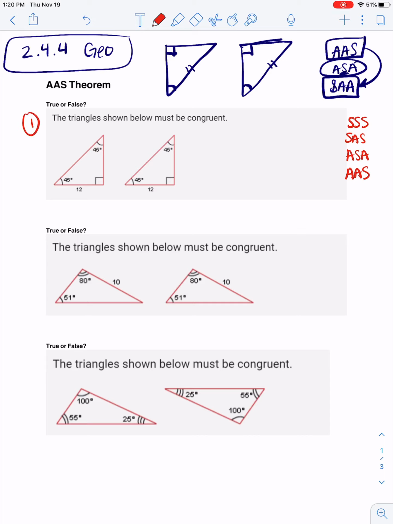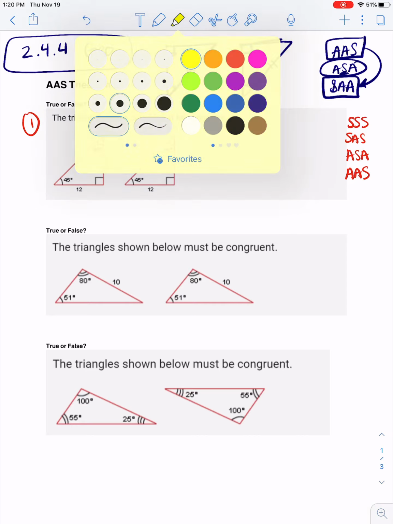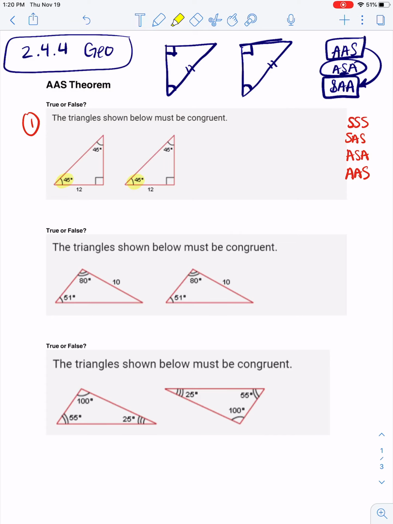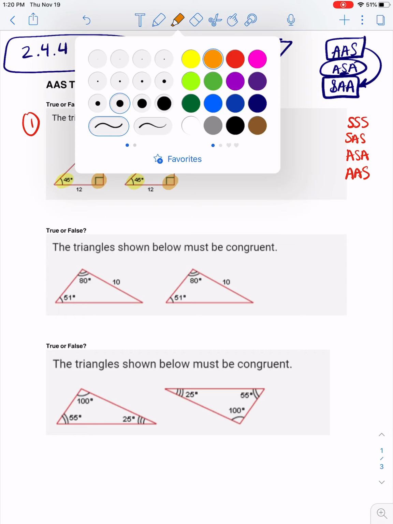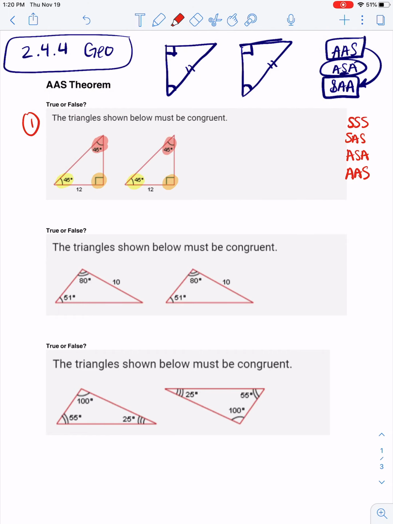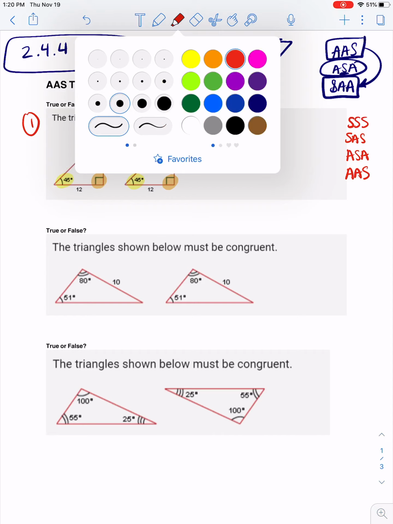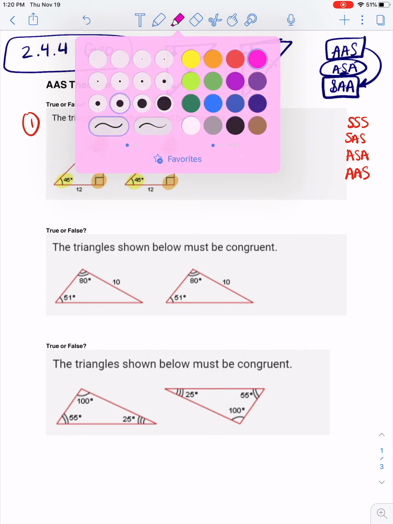We'll call this one number 1. What I'm going to check is that I can see visually all the angles match. I'm going to use my highlighter here. These corresponding angles are the same. These angles are both 90 degrees, and these angles up here are 45. So all the angles are the same, but that's not one of my options. You'll see over there, angle, angle, angle is not an option.